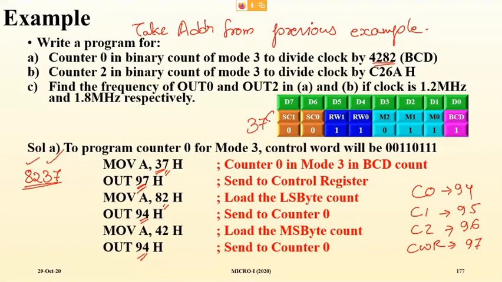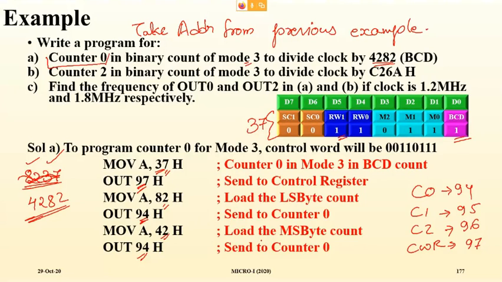So the control word register is loaded, which activates counter 0 and puts counter 0 in mode 3. Now the number that you are loading is LSB first, so 4282. Clear. So here we have mentioned it is going in BCD mode. You have loaded 82, 42 into 94, that is counter 0. Clear. So this is done.